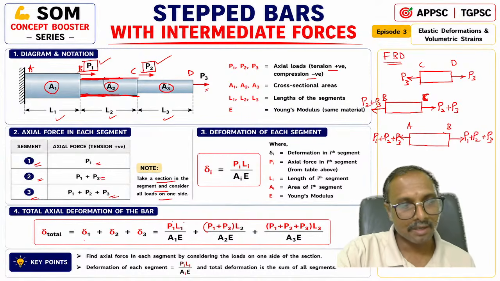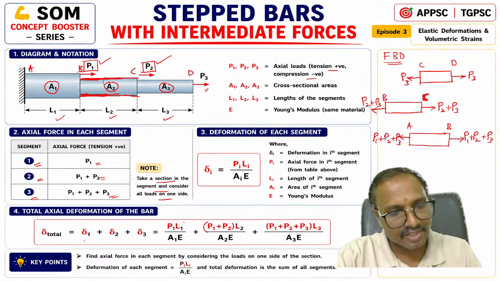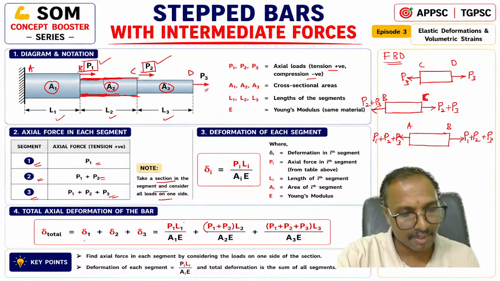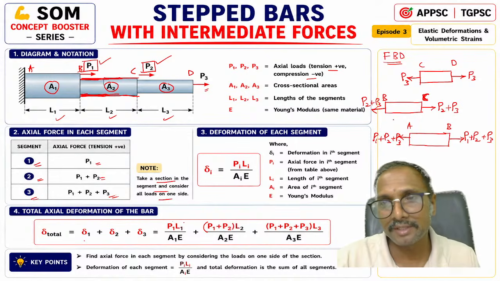Right? All are tensions only. But guarantee unda? All are tensions and guarantee unda? There may be some compressions also, right? BC segment, right? You want me to explain the BC segment?